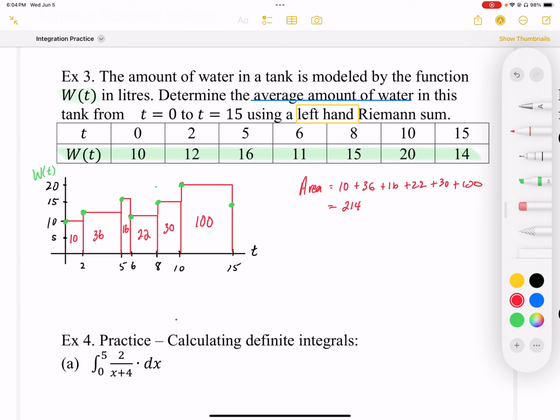Okay, we don't know what those units are, but the average value of W is going to be equal to 1 divided by the interval width. So it's going to be 15 minus 0. It has an interval width of 15. And then the area of 214. Okay, and then this works out to be 214 over 15 liters. Okay, so that works out to be about maybe 14 liters, somewhere around there.